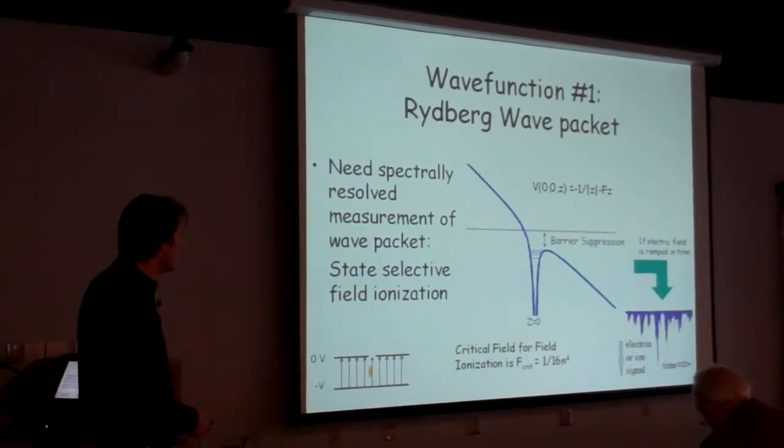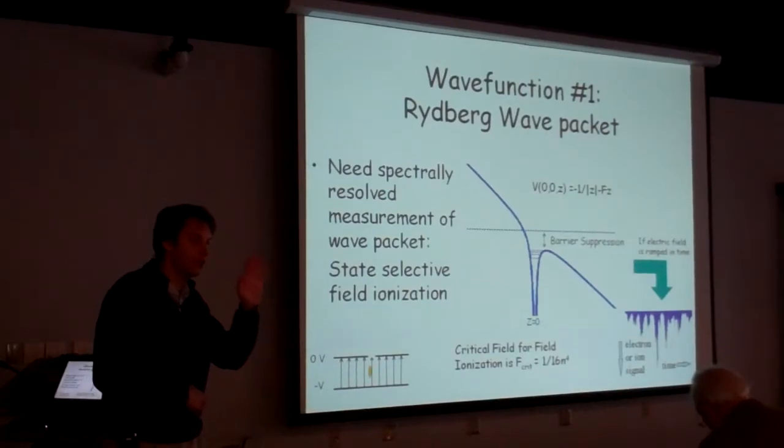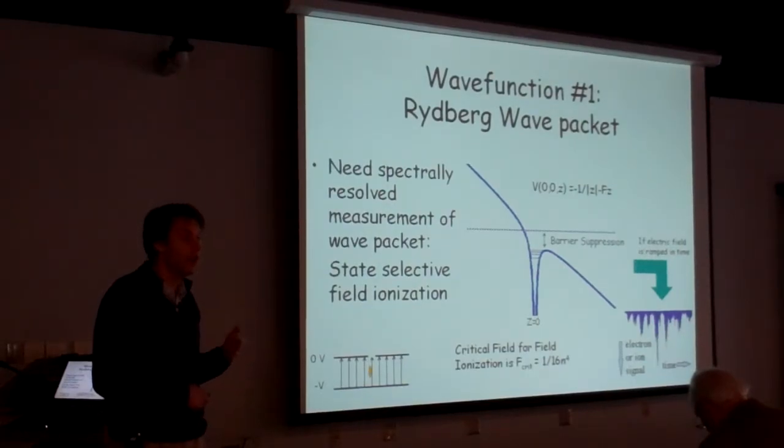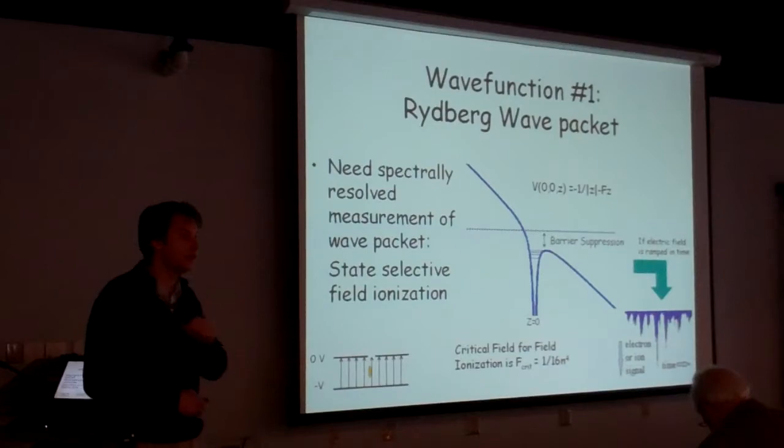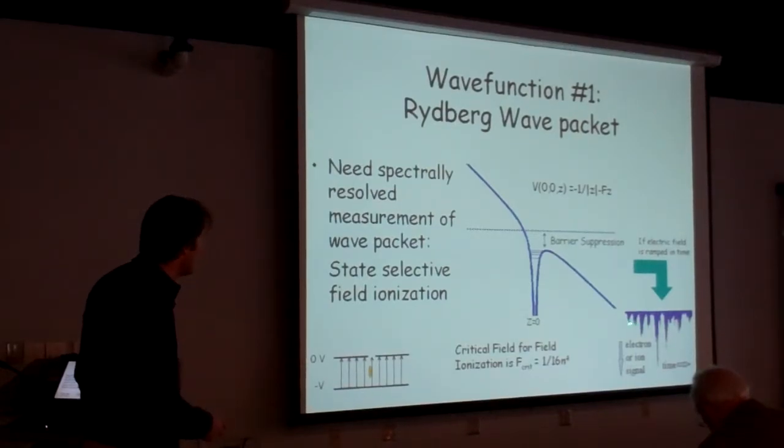And so you've just effectively measured, you've taken the wave function and projected it onto the eigenbasis of the atom. Because each of the principal quantum numbers in that wave packet ionizes at a unique field. And if you ramp the field in time, you get the populations read out in time, the probabilities for being in those eigenstates.